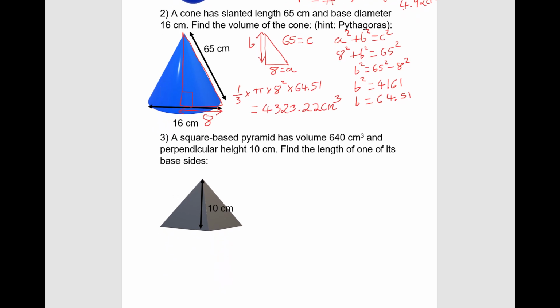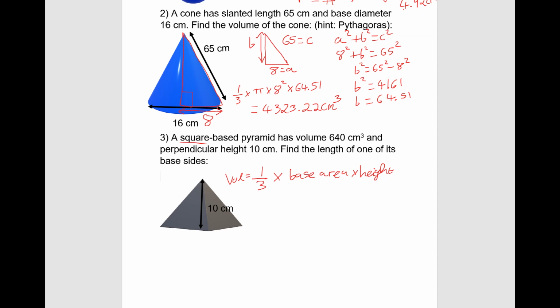And the last question: a square-based pyramid has volume 640 and perpendicular height 10. Find the length of one of its base sides. We know it's a square-based pyramid, so that means the base will, of course, be a square. If we look at it like that, we can see the base is obviously a square. Now, we know the formula for the volume of a pyramid is 1/3 times base area times height. And that's going to be the volume.